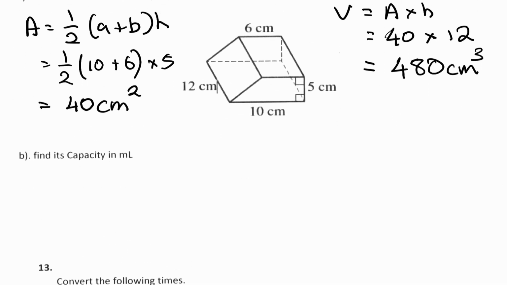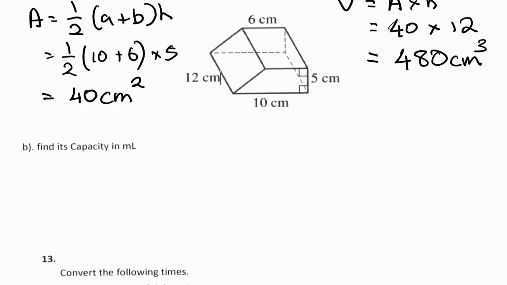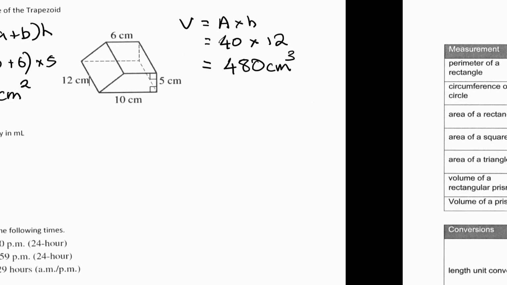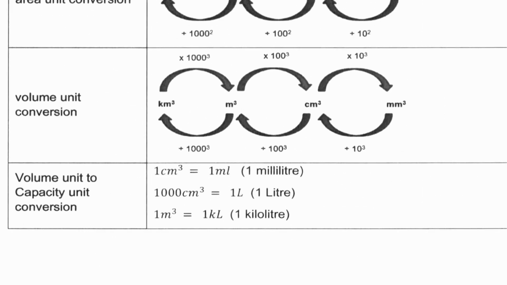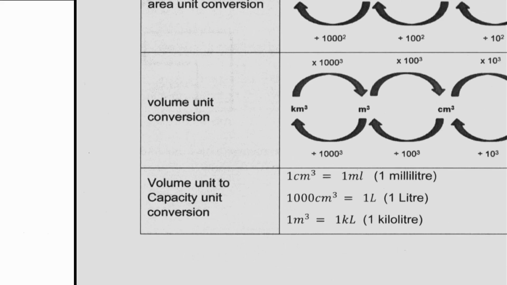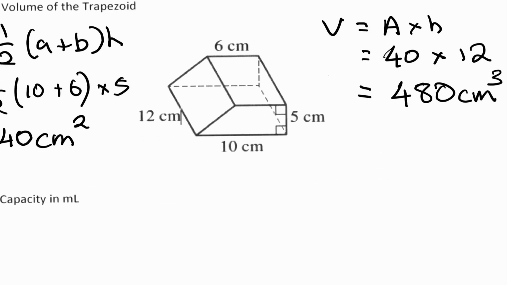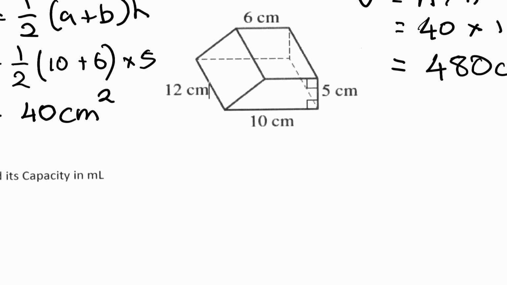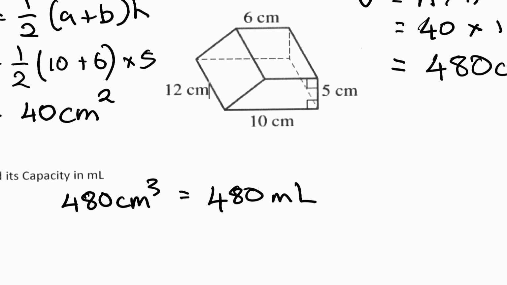Okay, find its capacity in milliliters. Hopefully by now we're starting to remember that 1 centimeter cubed is the same as 1 milliliter. So there is no conversion that needs to happen. To find it in milliliters, we just change the units. So 480 centimeters cubed is equal to 480 milliliters.